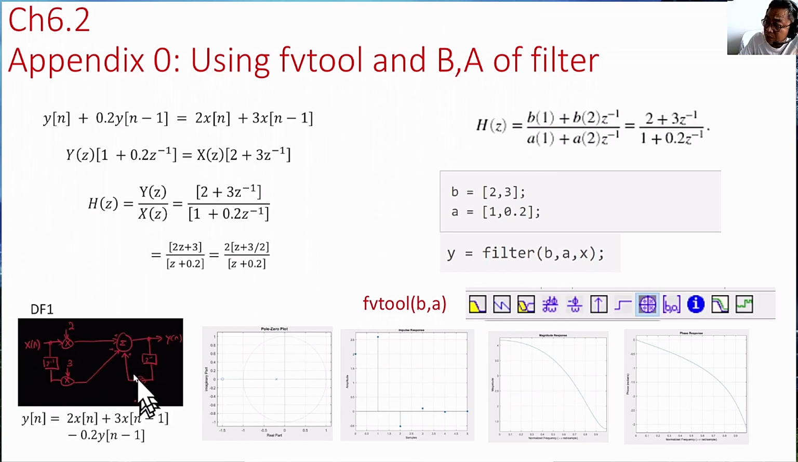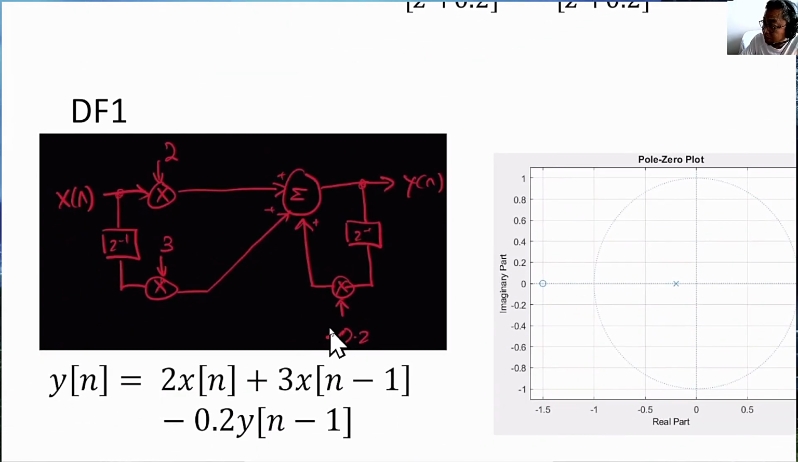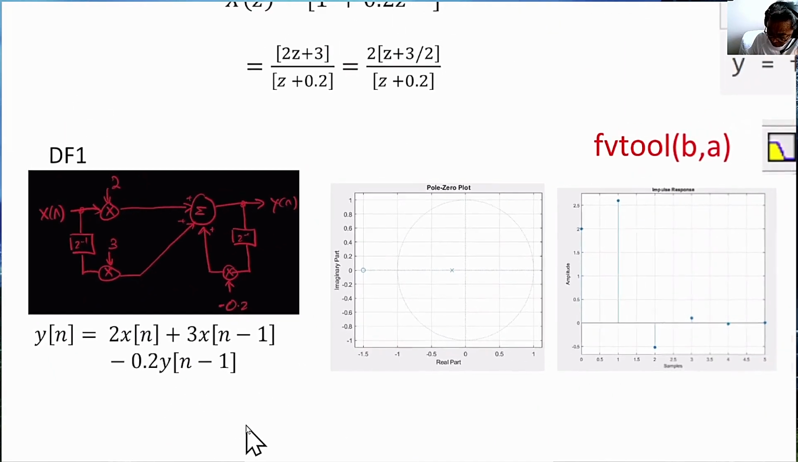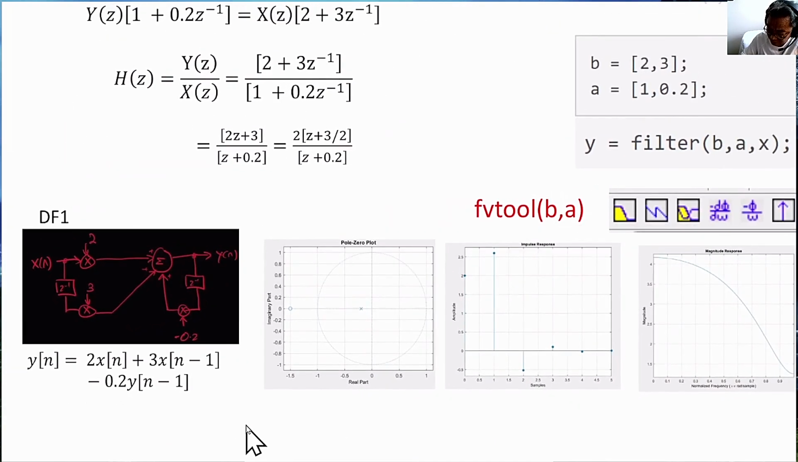This is the DF1 representation of this difference equation. Don't fall into the trap. This is y[n] plus 0.2 y[n-1]. This will go to the right hand side and becomes minus 0.2 y[n-1]. So look at the coefficients properly. It is minus 0.2 y[n-1] and the sum, which is this expression over here. Alright, then the rest you can figure it out.